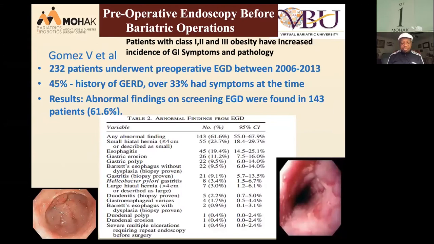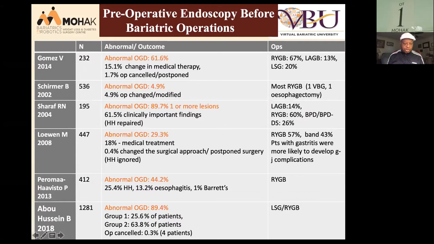This is a study by Gomez, looking at pre-op endoscopy for patients scheduled for bariatric surgery. He looked at 232 patients, and he showed that 45% had a history of GERD and 33% had symptoms. He found abnormal findings in 61% of the patients. This is a list of other reporters who showed abnormalities from endoscopic evaluations done for pre-op evaluation of patients scheduled for bariatric surgery. As you can see, the incidence of abnormality ranges all the way from 4 to 89%, averaging somewhere around 70%.